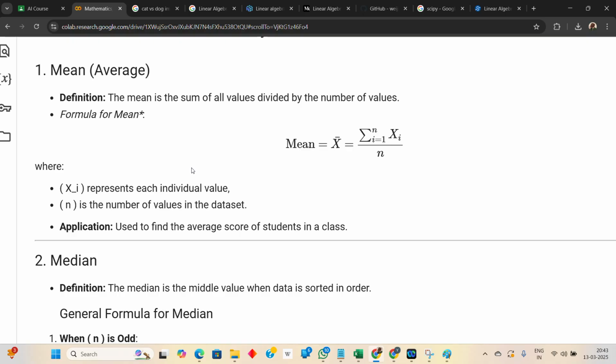So, in order to explain why mean is important and its application in the real world, first of all, I have to remind you of one thing. For example, there are 10 people in a street. Okay, 10 people in a street.